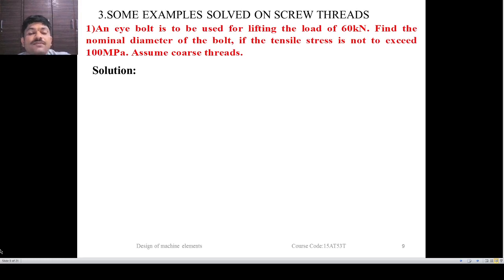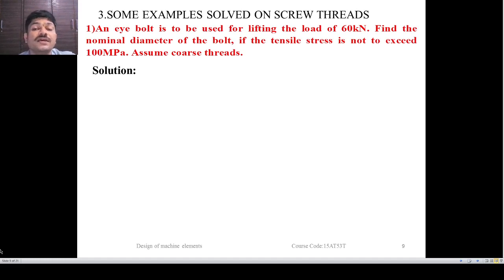So the first one, you can take down directly to solve the problem. An I bolt is to be used for lifting the load of 60 kN. Find the nominal diameter of the bolt, if the tensile stress is not to exceed 100 MPa. Assume coarse thread. Read out the problem and write the given data. An I bolt means it is a single I bolt, used for lifting a load of 60 kN, that is the tensile load.